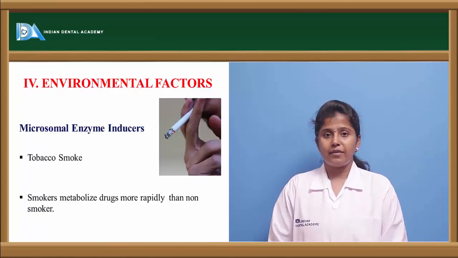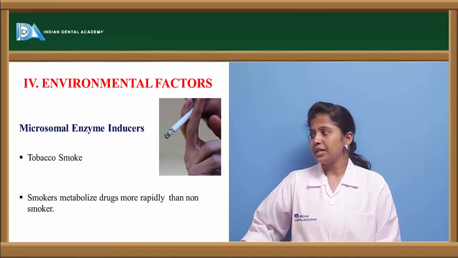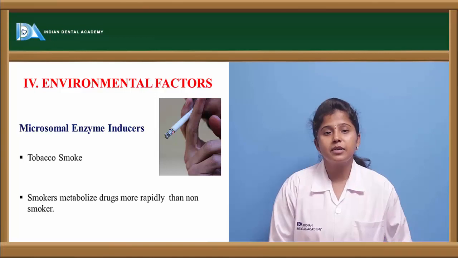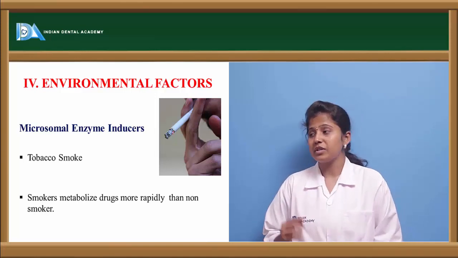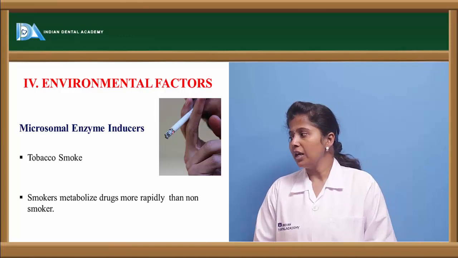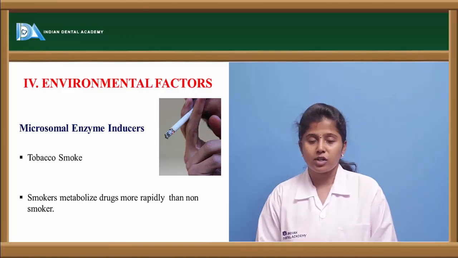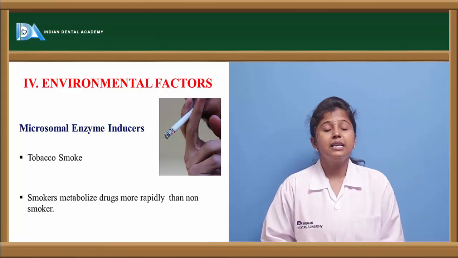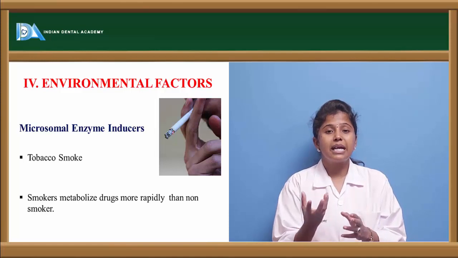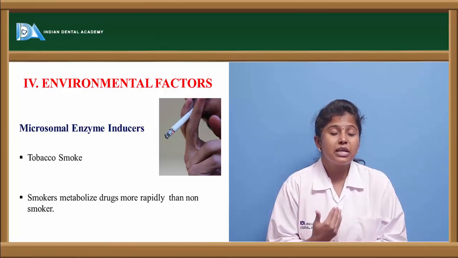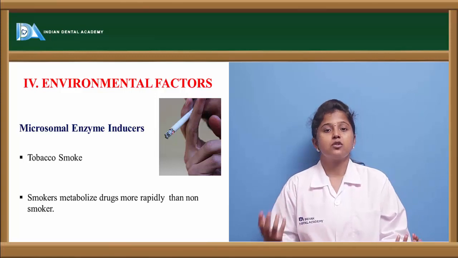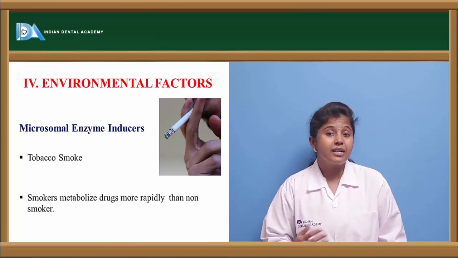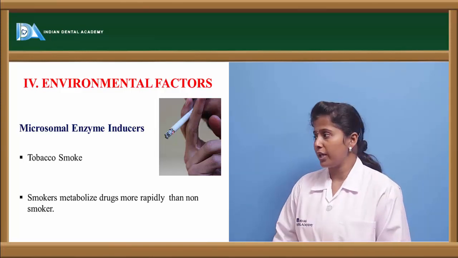Let us see the environmental factors. So what are the environmental factors? For example, the microsomal enzyme inducers. If a person has the habit of taking tobacco, or if a person smokes, then because of the smoking, the body metabolizes drugs more rapidly than a non-smoker. So in smokers, the metabolic rate will be more than in non-smokers. These are called metabolic enzyme inducers. Compared to a non-smoking person, a smoking person will have an increased metabolic rate, but that increased metabolism is also not good for the body.